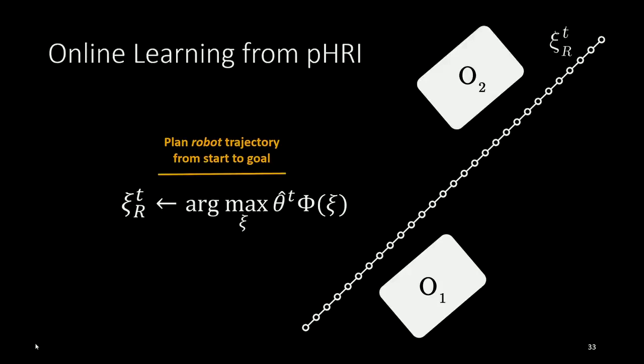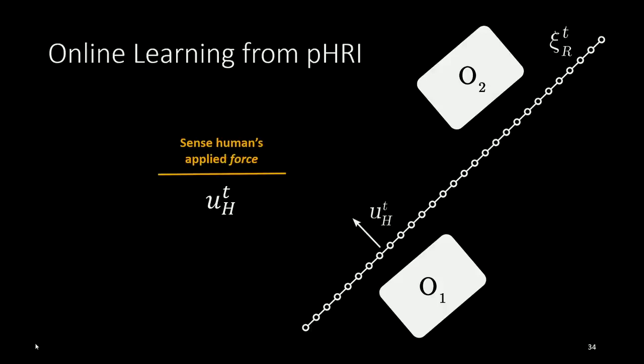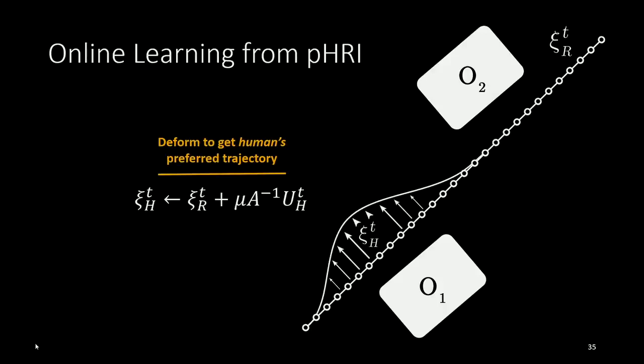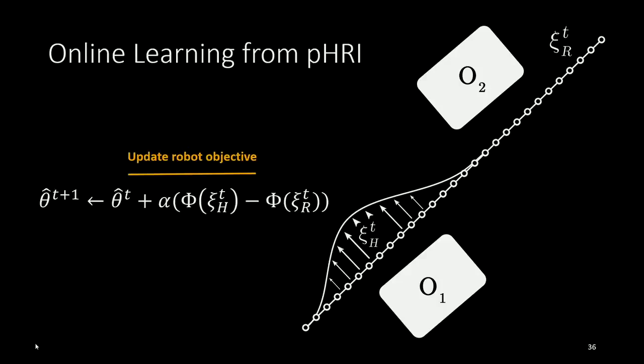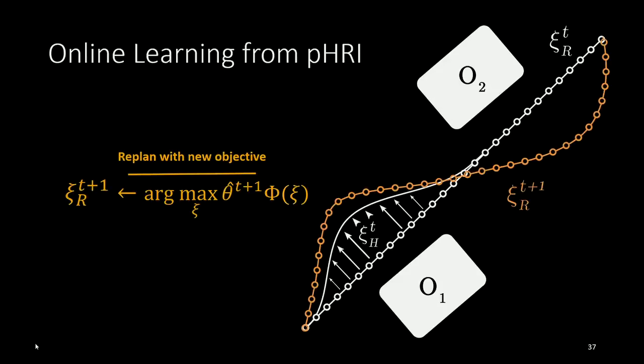Here you see a robot has planned a trajectory from start to goal around these two obstacles, O1 and O2. A human's going to apply an interaction force u_H at some time t. The robot's going to deform its trajectory in the direction of that force, compute the difference in features between its original trajectory and the human's induced trajectory, update its objective relative to that, and now the robot can replan a more optimal trajectory relative to the human's interaction force that consistently moves away from all the obstacles in the environment.